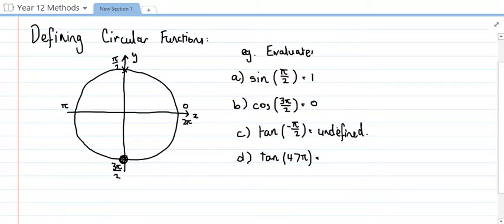Okay, that could also be proven using the fact that tan is sine over cos. We could put the sine value over the cos value, but you'd end up with something divided by 0, which would basically indicate that it's going to be undefined as well.